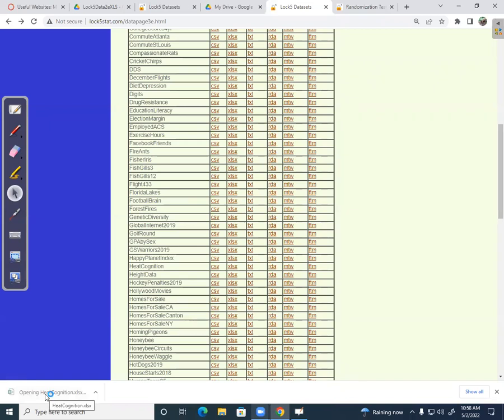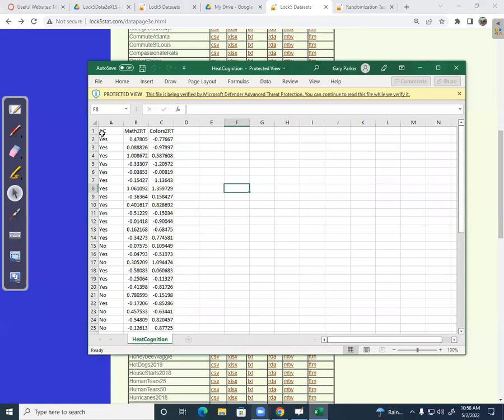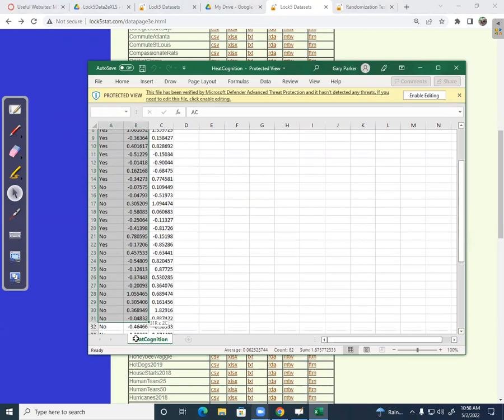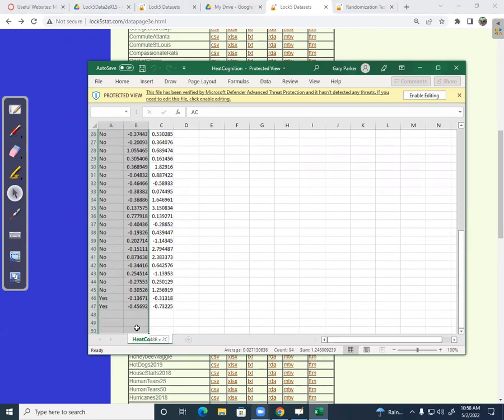But first, we got to look up what the data means. So mine's throwing it into Excel. So here's the Excel. I have AC, yes or no. I have math, ZRT, and then color ZRT. So we're going to use the AC and the math. So we're going to copy those first 2 columns from the spreadsheet. And in a minute, we'll paste it in the StatKey.